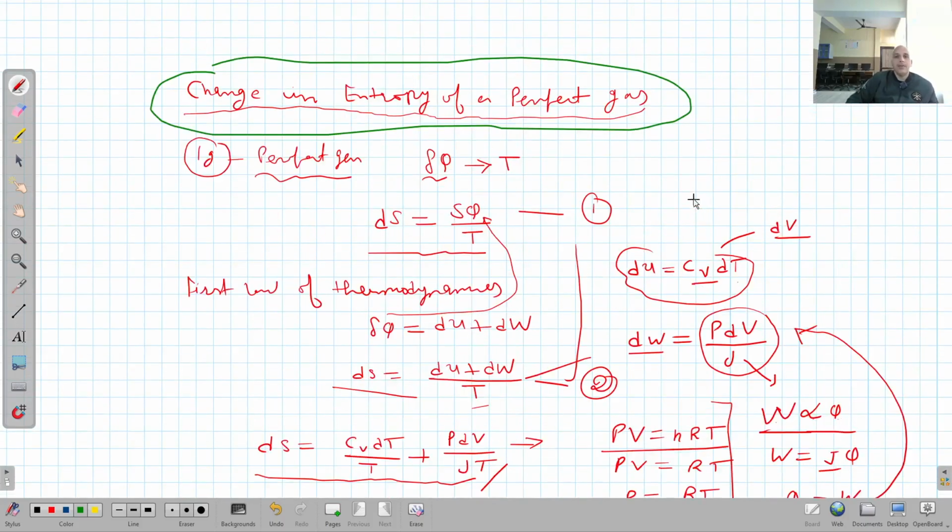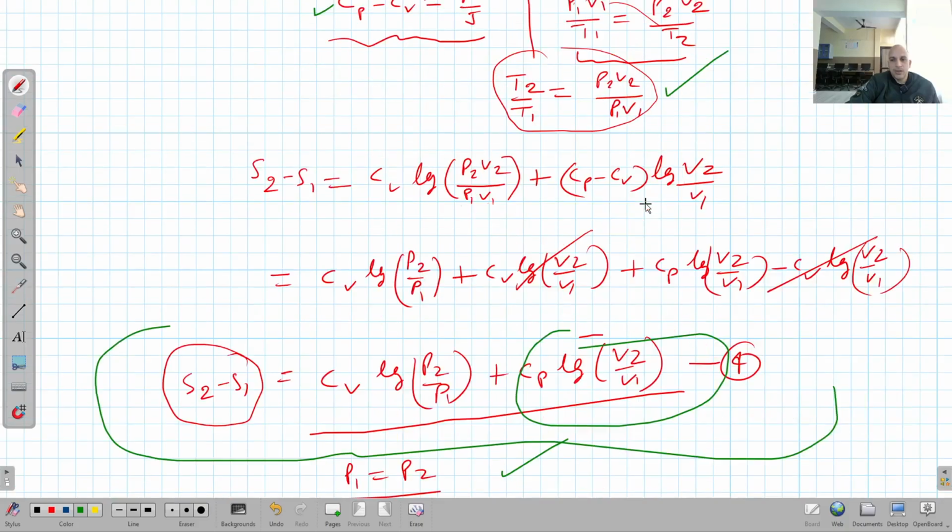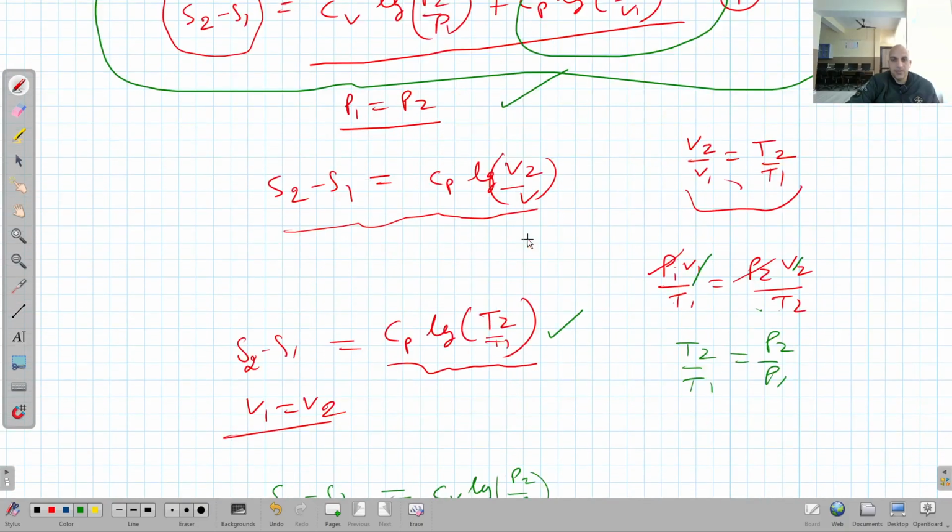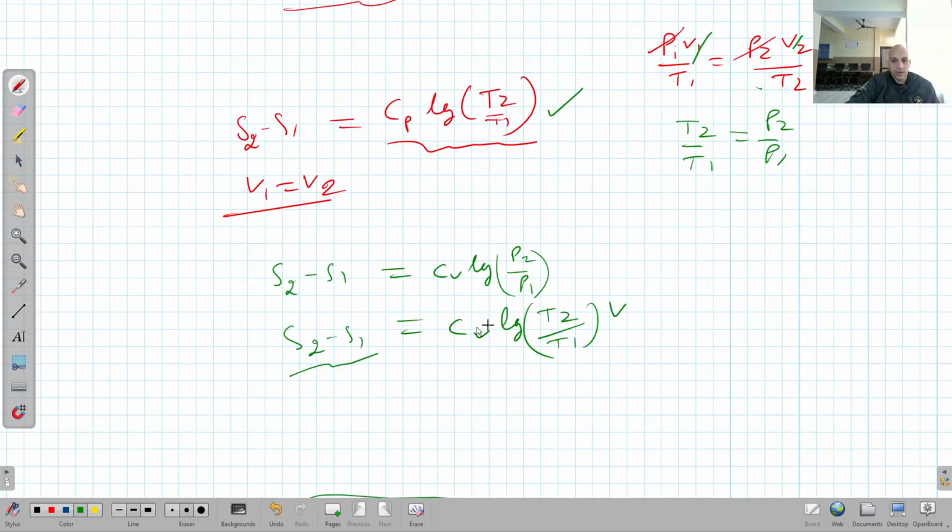This article is very, very important in terms of numerical problems, right? You can be given a numerical problem where you will be given all the factors and you will be asked to find the change in entropy of this ideal gas or perfect gas, right? So you can use any of these different equations, either this one or this one or this one, depending upon the situation, right?